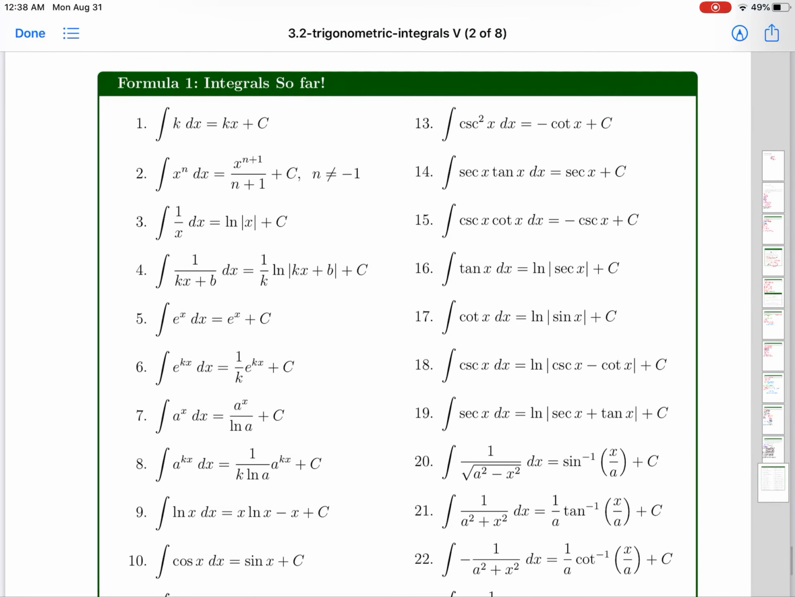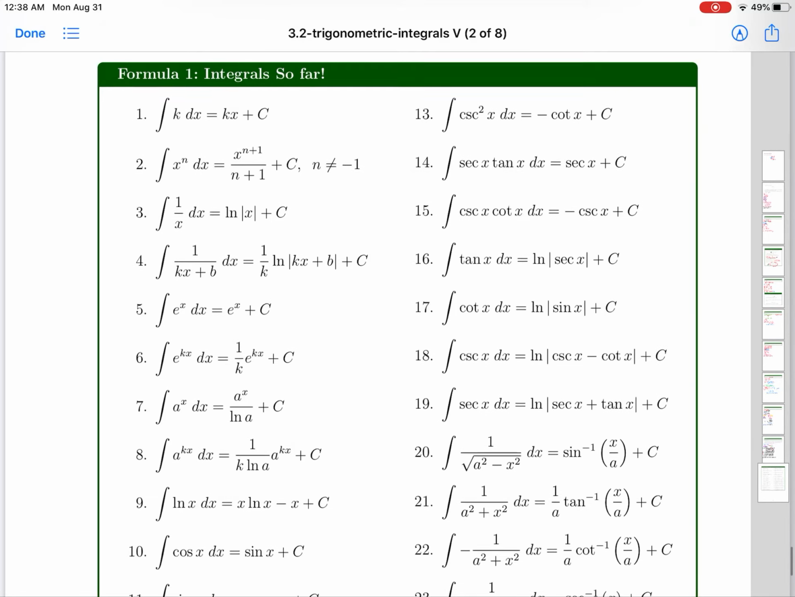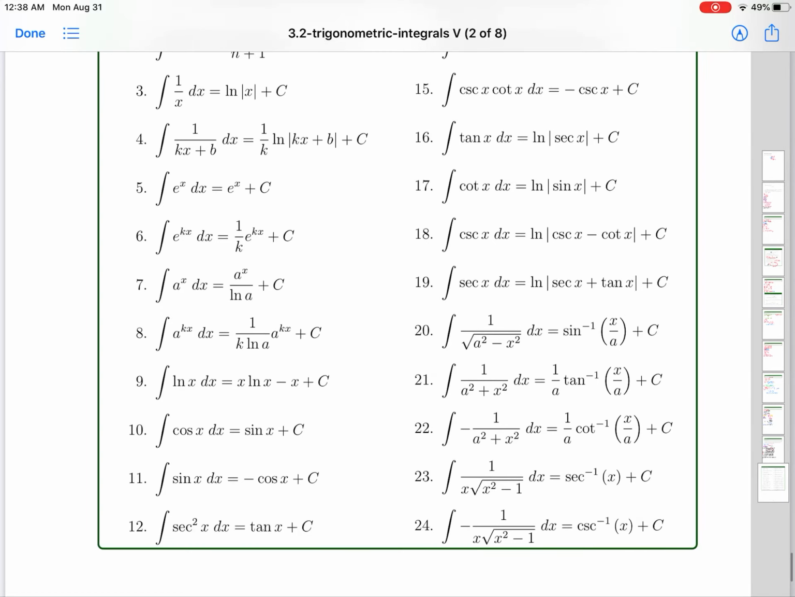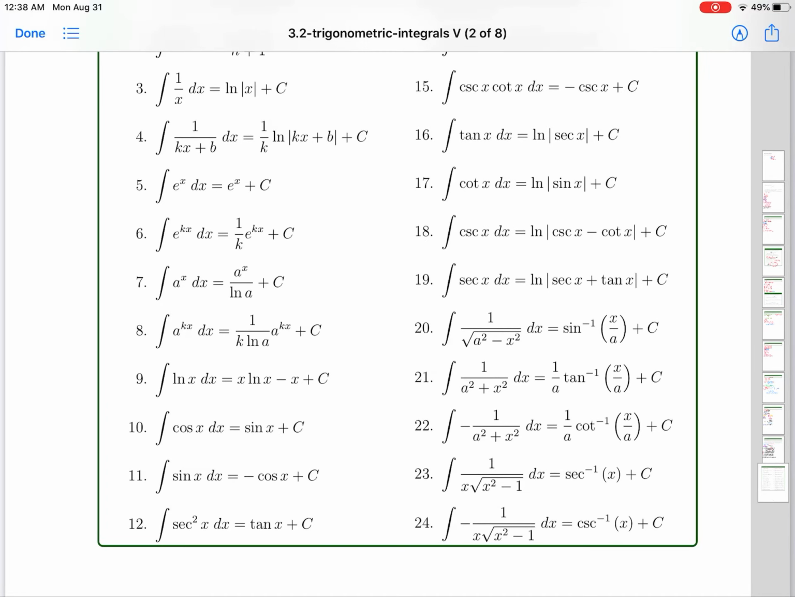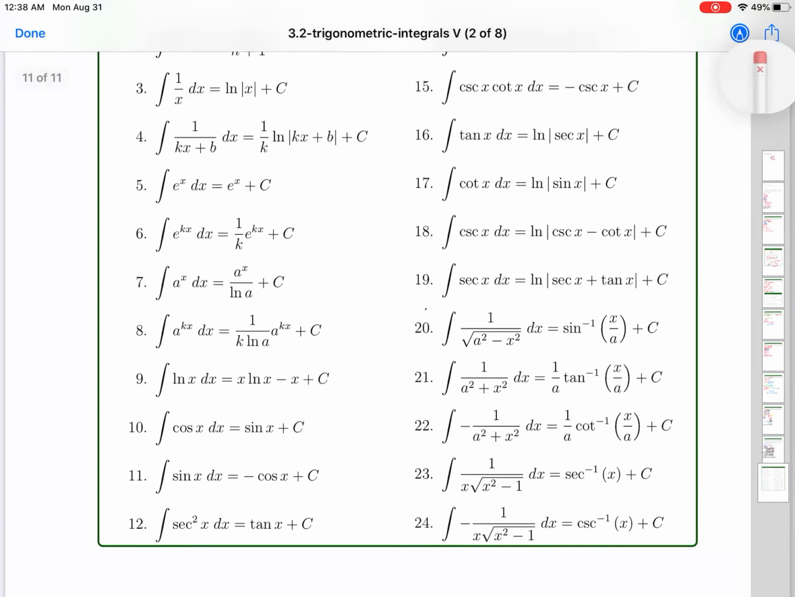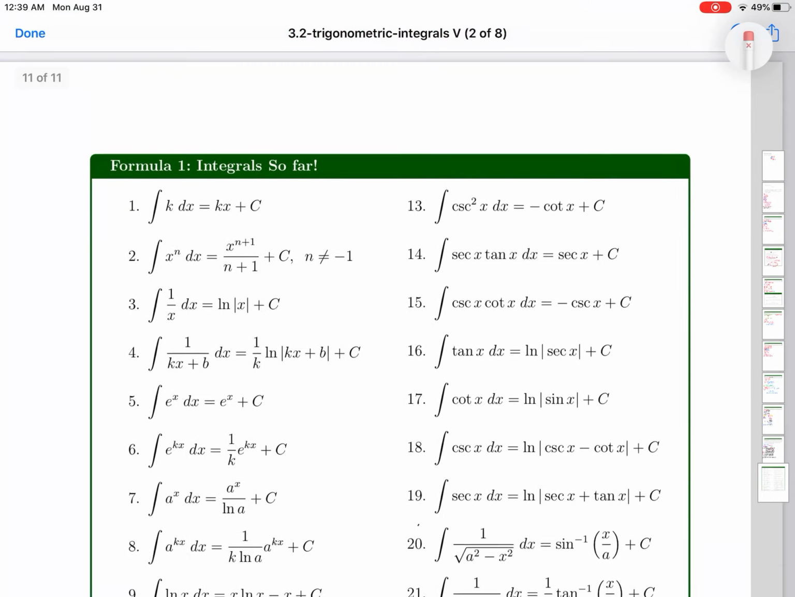Let me go to the last page here. The last page is a table of integrals so far: things that you've done before, and some trig that you've seen before, maybe in Calc 1, and some things that we haven't done too much of, but definitely things you've seen before in Calc 1. Having that said, hopefully this didn't scare you guys off.